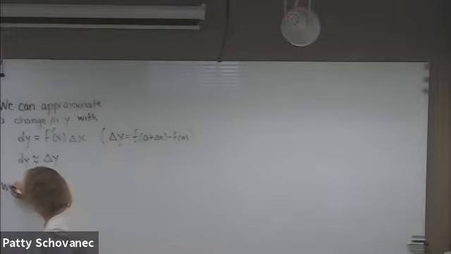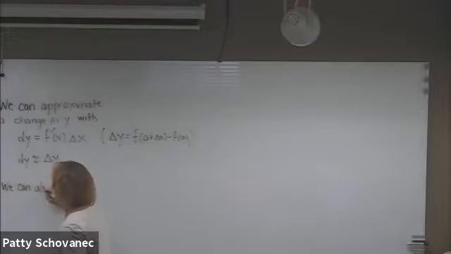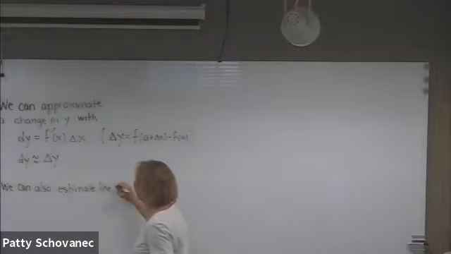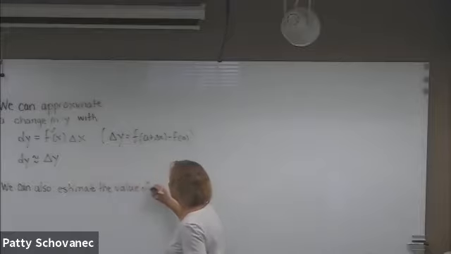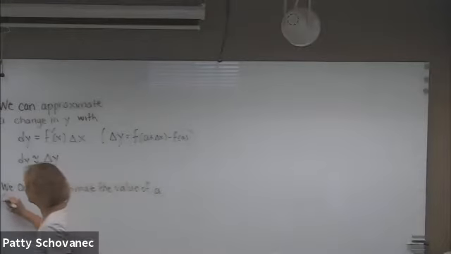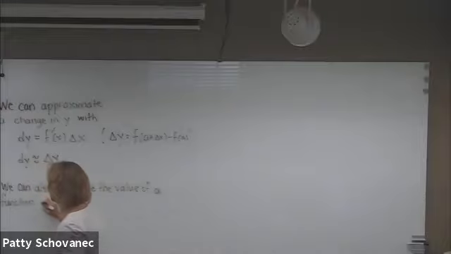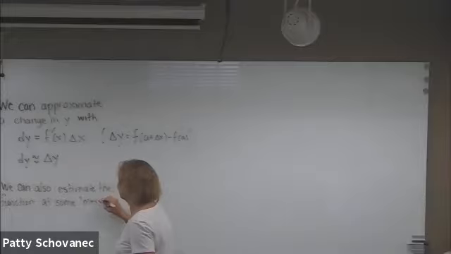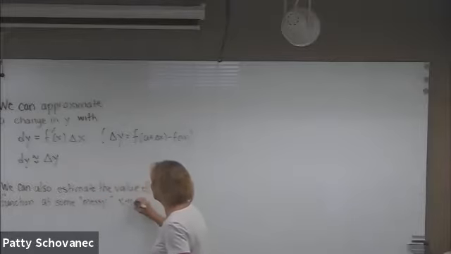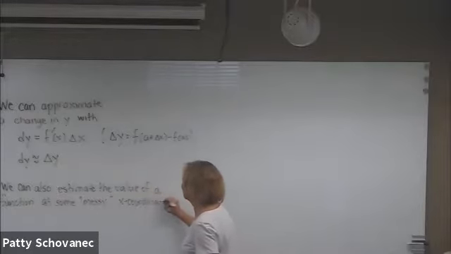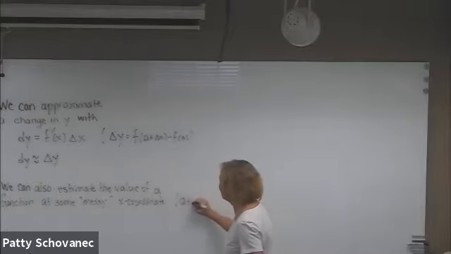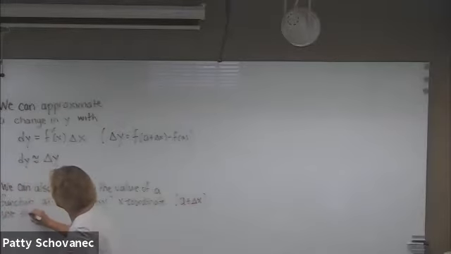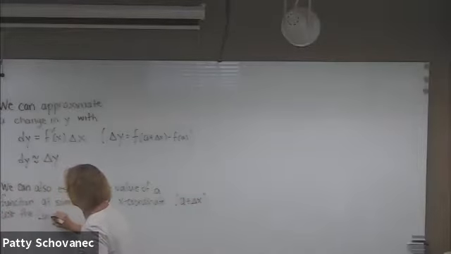Or we can also estimate the value of a function at some messy x-coordinate. The messy x-coordinate is a plus delta x, using the linear approximation offered by the tangent line.